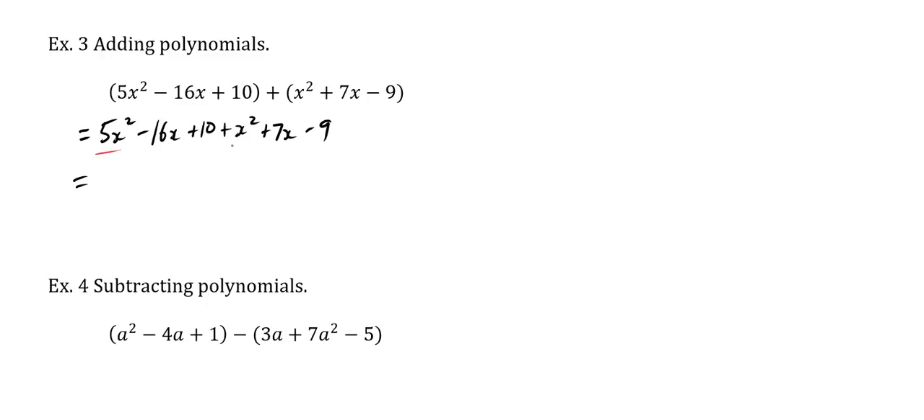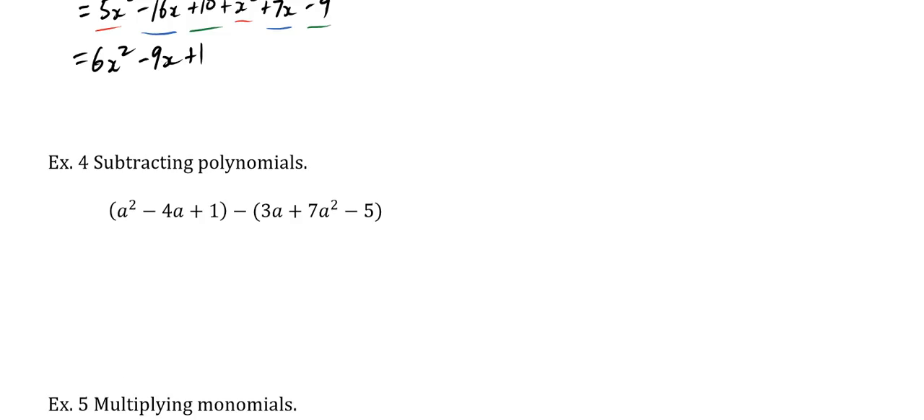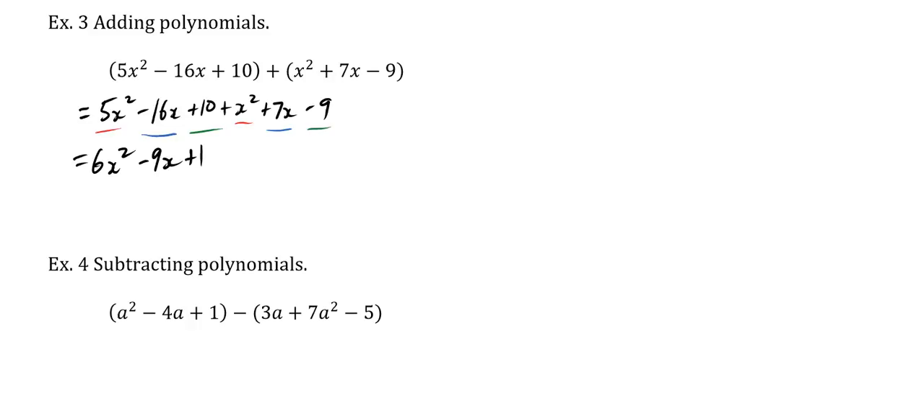So I've got a 5x squared and a 1x squared. You add those together to get 6x squared. I've got a negative 16x and a 7x, so I add those together and get negative 9x. And then I've got a 10 minus 9, which gives me 1, so plus 1. Okay, and so adding polynomials, this isn't really a thing we do in grade 10. Grade 10, what always ends up happening is you're doing a bunch of stuff with expressions, and then in the end, just like this, you get something where you have to collect like terms.